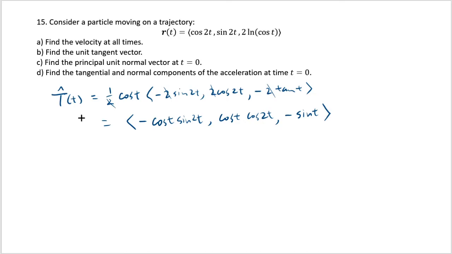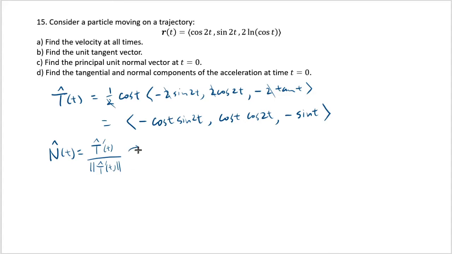Okay, so now what is the principal unit normal vector? Well, that is obtained by first differentiating this and dividing by its norm. So it's the normalization of the derivative of the unit tangent vector.